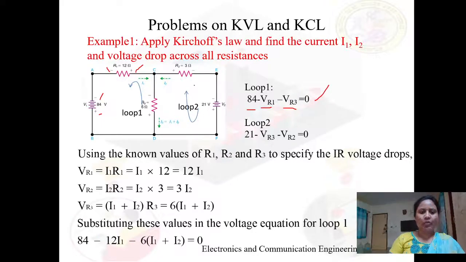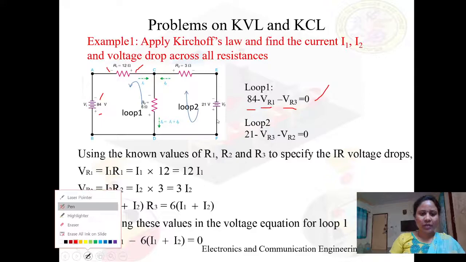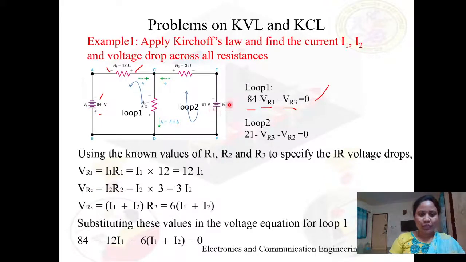Now for the second loop, let us go from point E, F, D, C, E in a clockwise direction, or you can also start from D, C, E, F, D. So we'll start from point E, F. Here you can see the sign changes from negative to positive. Therefore, V2 is positive. Let me just highlight: for V2, the sign changes from negative to positive. Hence, V2 is positive, that is plus 21.